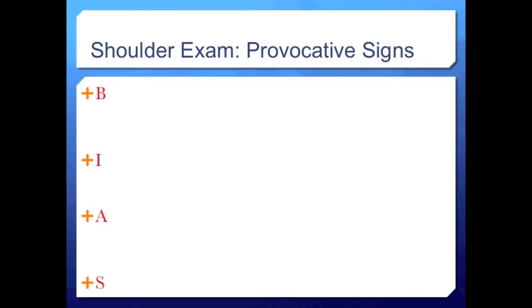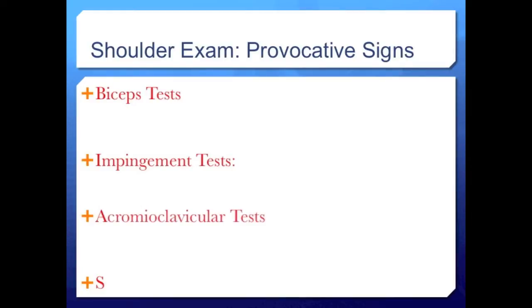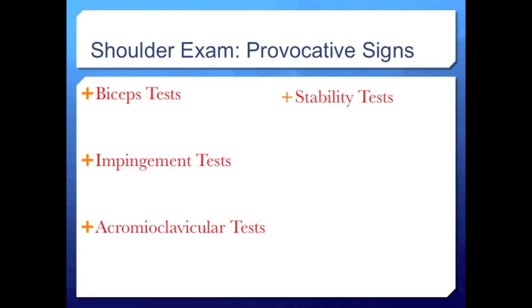If you like mnemonics, you can use the letters BIAS to help you remember the provocative shoulder tests, because the shoulder tests have a bias towards eponyms. B is for biceps tests, I is for impingement tests, A is for acromioclavicular tests, and S is for the stability tests. Now we can start to fill in the categories. We'll just list them now and describe each test in more detail afterwards.